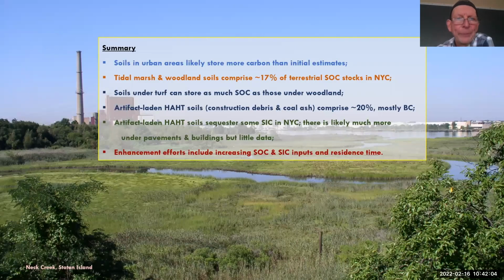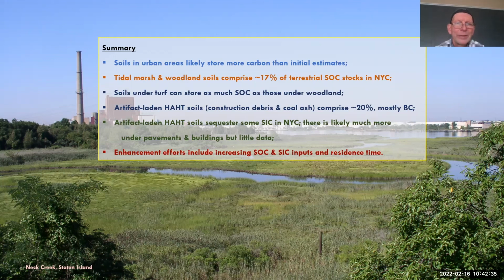Okay, so to summarize, soils in urban areas likely store more carbon than initially estimated. Okay. The tidal marsh and woodland soils make up about 17% of terrestrial soil organic carbon stocks in New York City. Surprising that soils under turf can store as much soil organic carbon as the woodland ones.